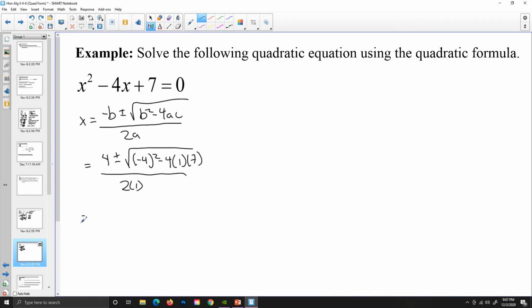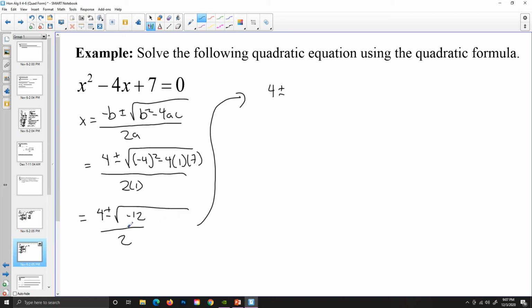And so we're going to simplify. So I've got 4 plus or minus the square root. -4 times -4 is 16. 16 minus 28 will be -12 all over 2. All right, we need to simplify this. So I have 4 plus or minus.